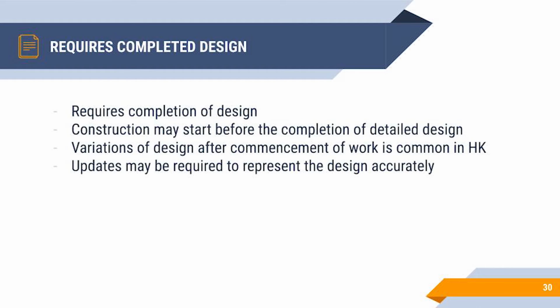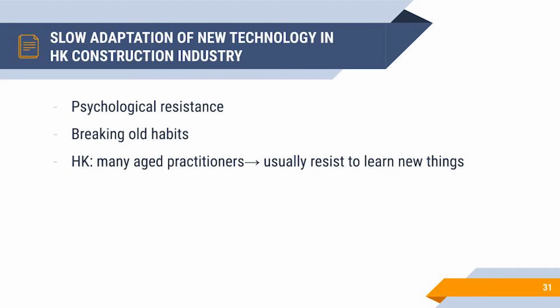Requiring complete designs. The implementation of VAR technology for visualizing building designs requires the completion of building design, such that the actual building design could be represented accurately. However, in real practice, due to tight schedules, it is often that construction starts before the completion of the whole design. Variations of building designs after commencement of work is also common in Hong Kong. Therefore, the BIM model may not be accurate. Updates of the model from time to time may be required.